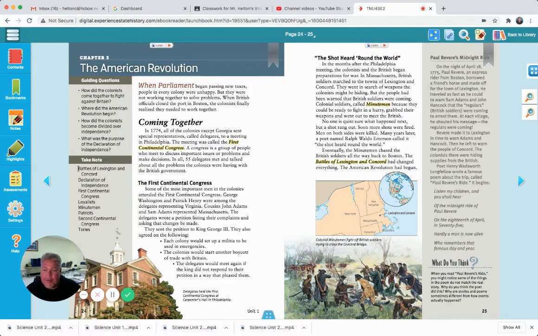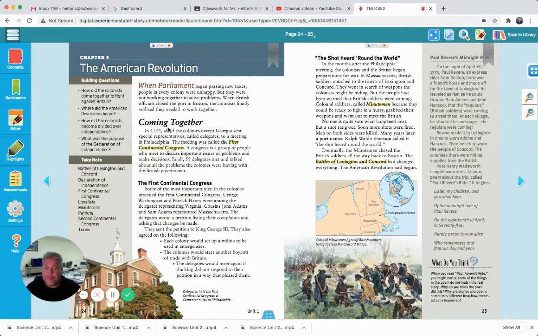We'll also talk about the battles of Lexington and Concord, the Declaration of Independence, the First Continental Congress. We'll read about Loyalists and Minutemen and Patriots. We have the First Continental Congress, the Second Continental Congress, and then Tories. All right, let's get started.